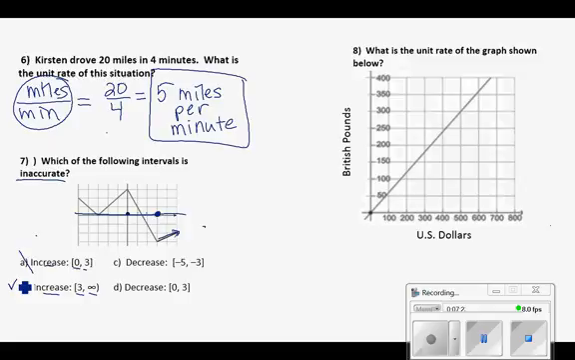Answer choice C, decrease from negative 5 to negative 3. So let's count over to negative 5: 1, 2, 3, 4, 5, to negative 3. Is it increasing or decreasing? It is decreasing.